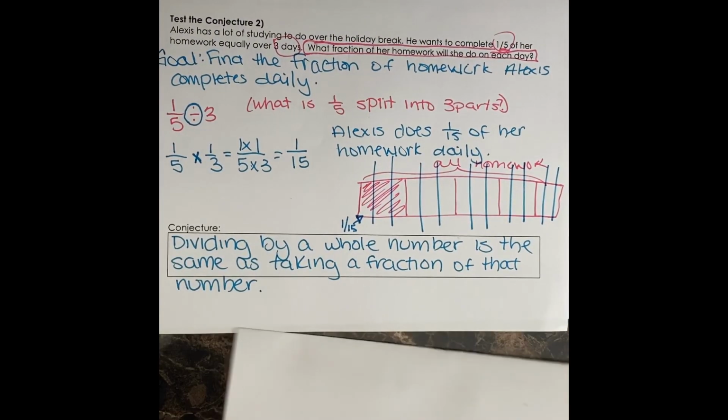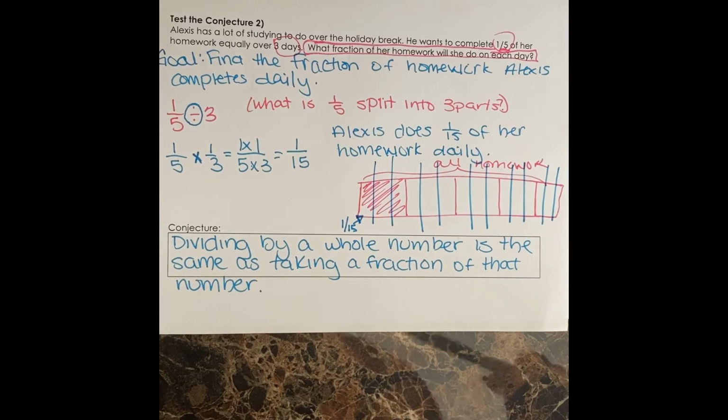So our conjecture for today is dividing by a whole number is the same as taking a fraction of that number.